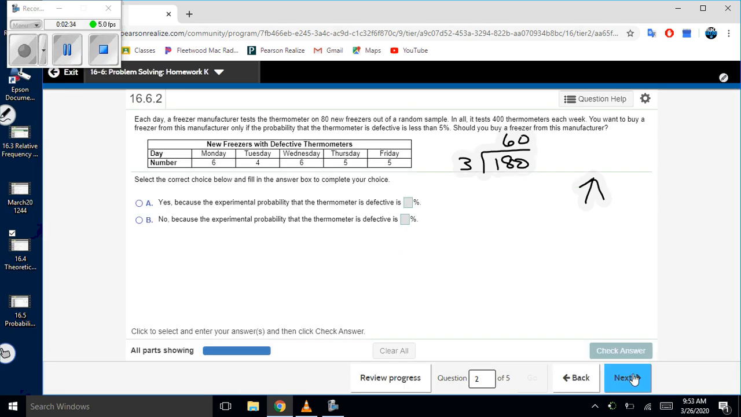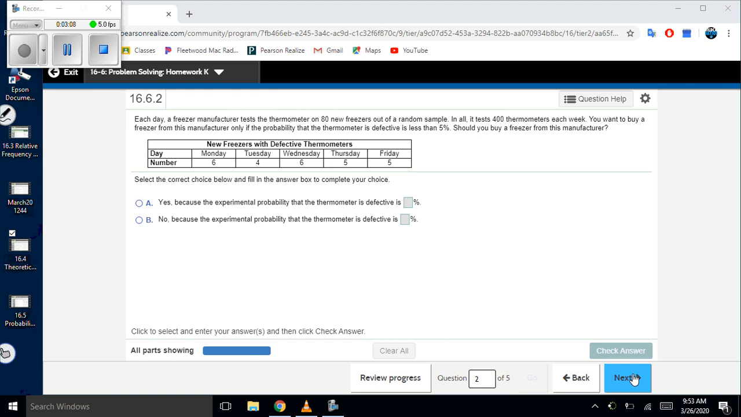On problem number 2, I erase what I've got here. And in this particular problem, we have a freezer manufacturer testing the thermometer on 80 new freezers. And all 400 tests were run, or thermometers were run in a 5-day period. You want to buy the freezer from this manufacturer only if the probability is less than 5%. So the way I took a look at this, each day, a freezer manufacturer tests the thermometer on 80 new freezers.